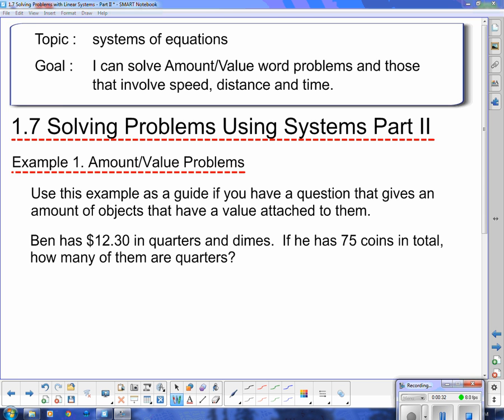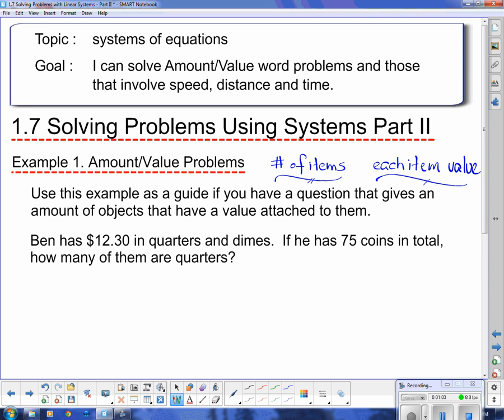And so for an amount value problem, this occurs when I have a certain number of items and each item has a value attached to it. So in the question, there's going to be a number of items, I've got so many things, and each item has a specific value attached to it. And I'm going to set it up in a chart.